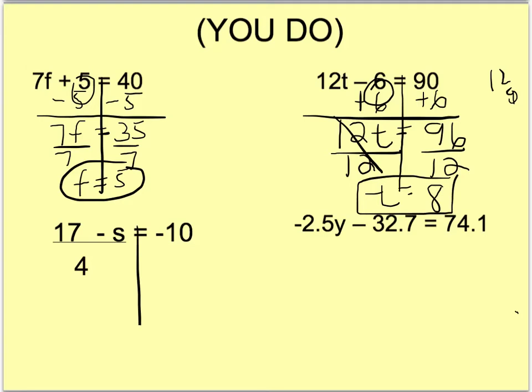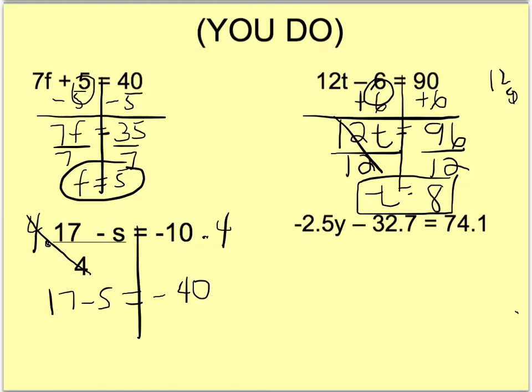Okay, the third one. Here I want to clear the fraction first, so I need to multiply by 4 on top, which means I need to multiply by 4 over here as well on both sides. 4 divided by 4 is 1, so that cancels out. And I have 17 minus s on this side. And on the right side I have negative 40.